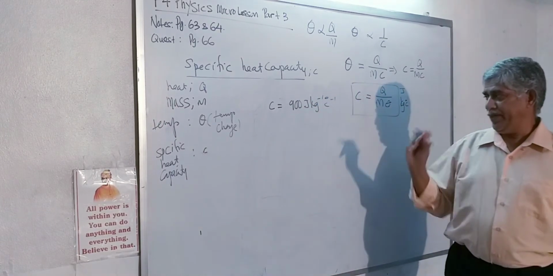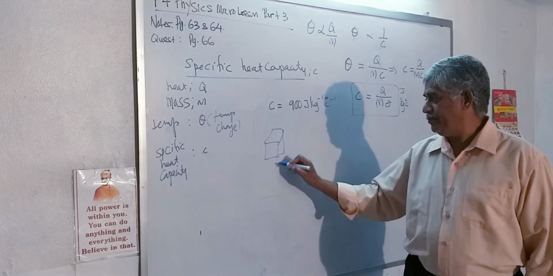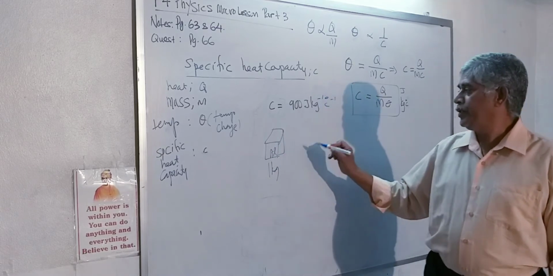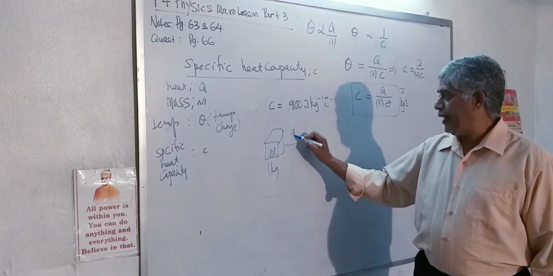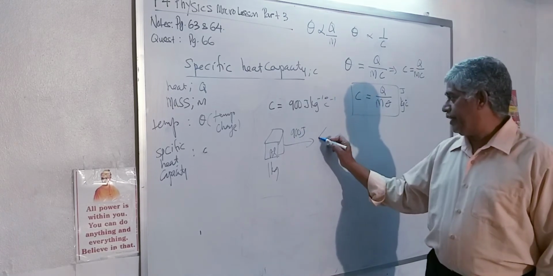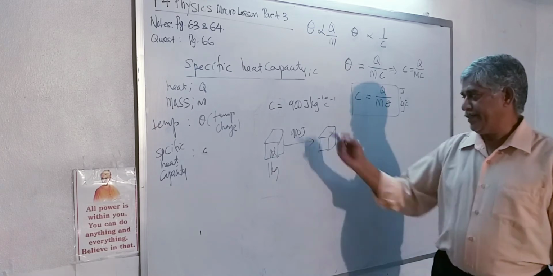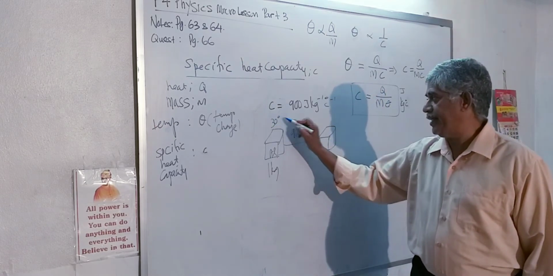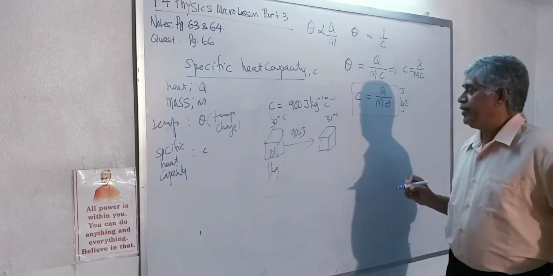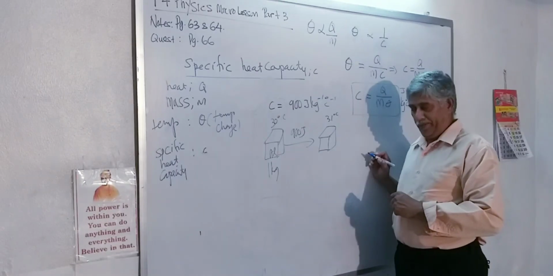Okay, what does it mean? It means if you take 1 kilogram of aluminium, you need to supply 900 joule of heat energy in order for the temperature of the aluminium to rise by 1 degree Celsius. Maybe let's say here is 30 degrees Celsius, it becomes 31 degrees Celsius. For this, you need to supply 900 joule for this 1 kilogram of aluminium.